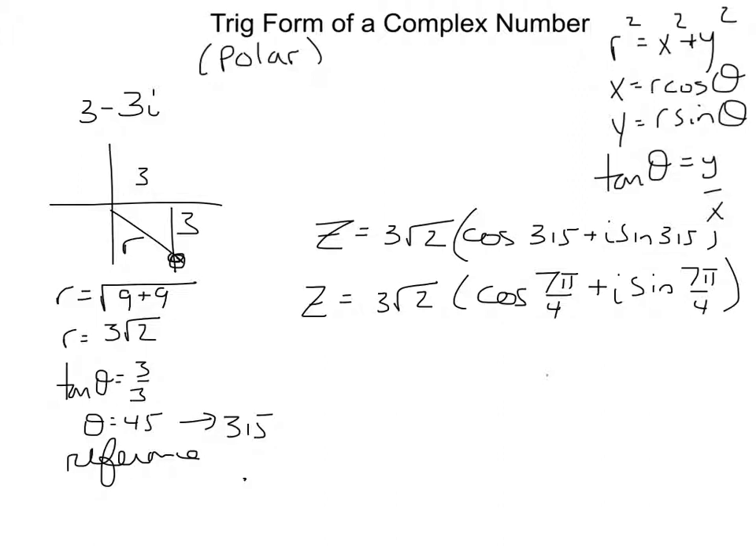So that's the answer for the first one. I wrote it two ways, in degree form and in radian form. Remember, pi equals 180 degrees. That's how I made the conversion. So make sure you do the next one.